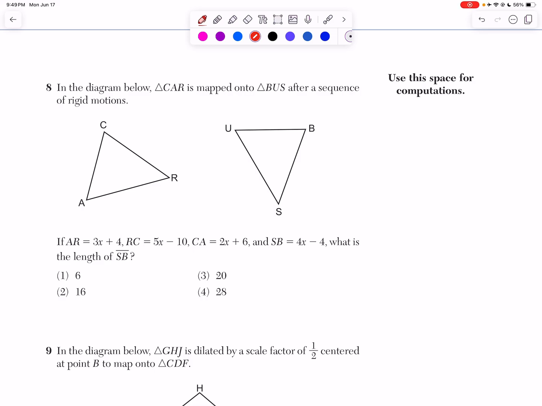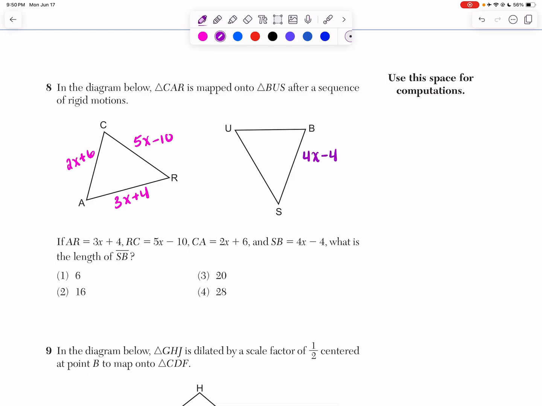Number 8. In the diagram below, triangle CAR is mapped onto triangle BUS after a sequence of rigid motions. If AR is 3x plus 4, RC is 5x minus 10, CA is 2x plus 6, and SB is 4x minus 4, what is the length of SB?